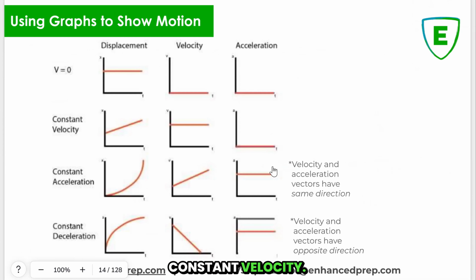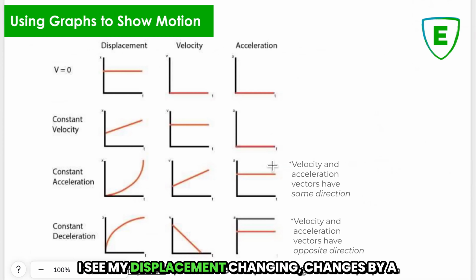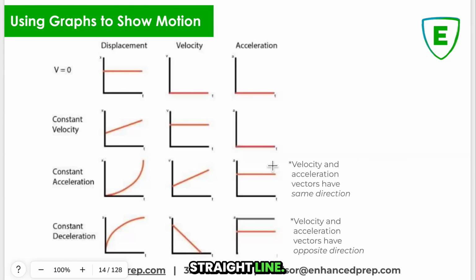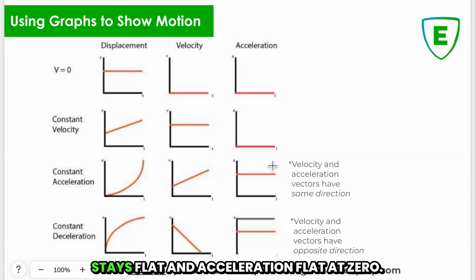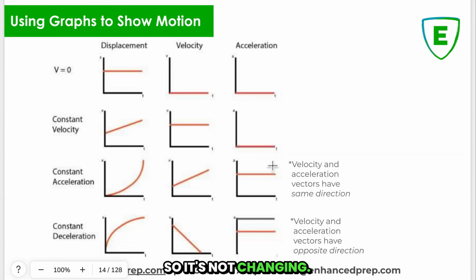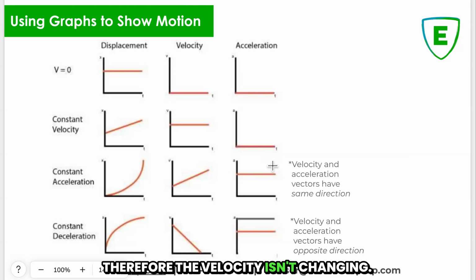Constant velocity, I see my displacement changing, changes by a straight line. Velocity stays flat and acceleration flat at 0. So it's not changing. Therefore, the velocity isn't changing, so acceleration is stuck at 0. Same for both of those two things.